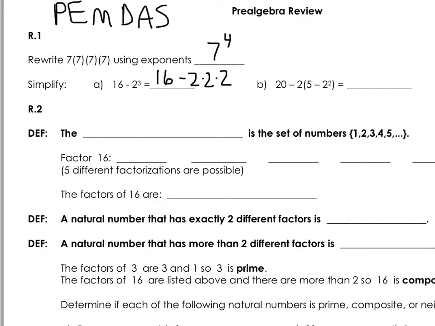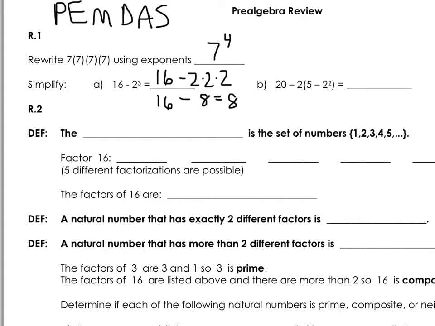So we have to deal with the exponent first. We change that to multiplication. We have to deal with that first before the subtraction. So we have 16 minus 2 times 2 is 4 times 2 is 8. So 16 minus 8, which gives us 8.